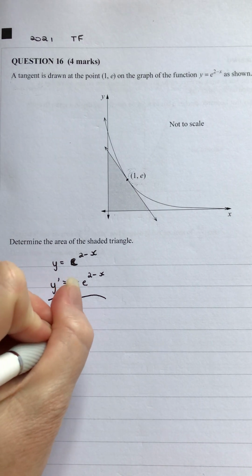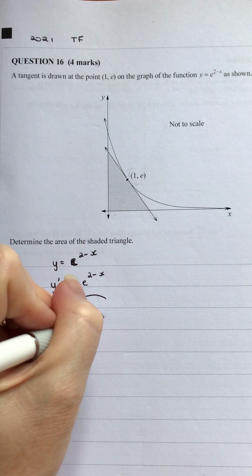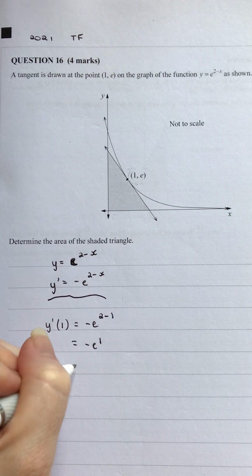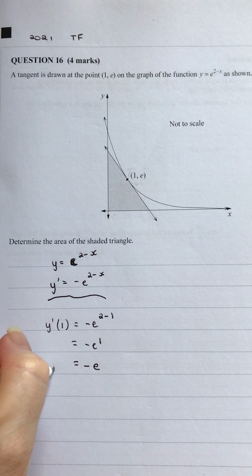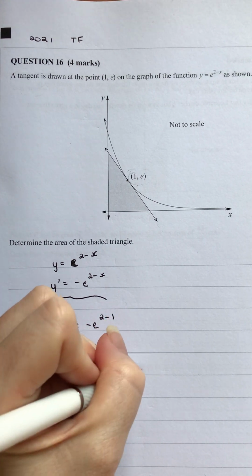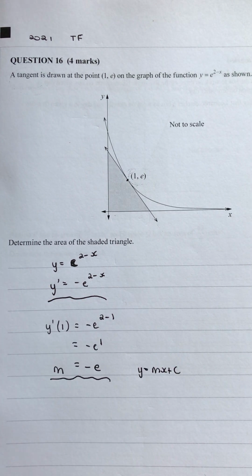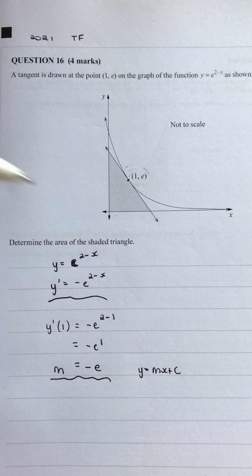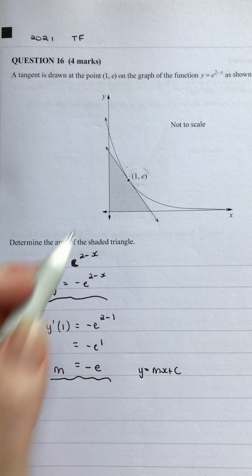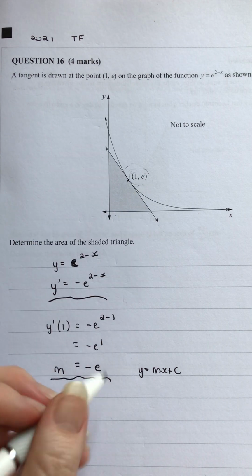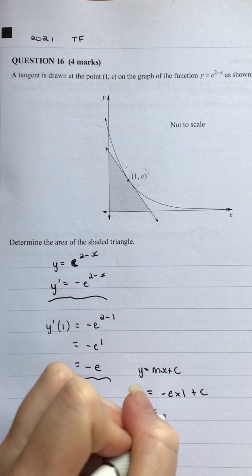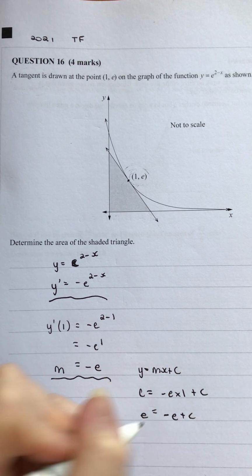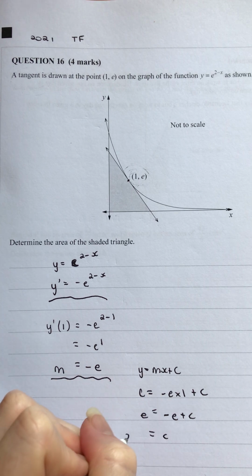We can then substitute in that x equals 1. So at 1, that's going to be negative e to the 2 take 1. So negative e to the 1. So the answer would just be negative e for our gradient at that point. That means that is our m in our y equals mx plus c. We then also have the coordinate on the line of (1, e) that we can use to solve for the c. So we know that the gradient is negative e, we know that the x is 1, we know that the y is e. So we're going to write e is equal to negative e times 1 plus c. So we get negative e plus c is equal to e. So our c must be equal to 2e.